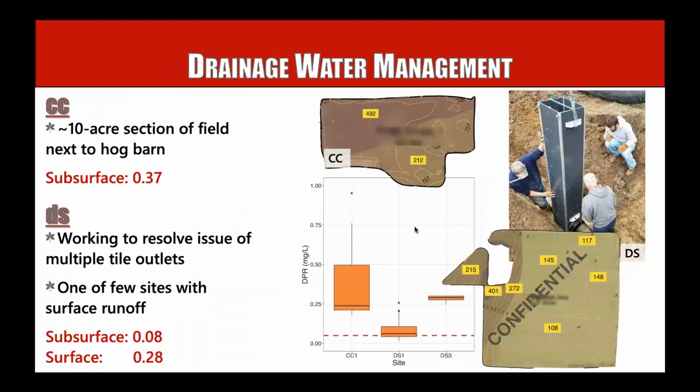Some initial results from our 2 drainage water management sites. We have 2 fields here, CC and DS. I will mention that one of the important parts about this project is protecting the confidentiality of the farmers we're working with. So we use field codes here. I have flashed up some of the fields so you can see some of the STP concentrations in the yellow, so you get a sense for the type of fields we're working with here.